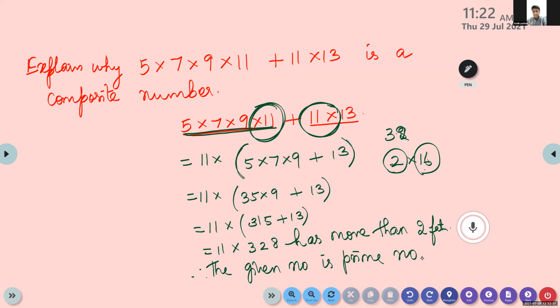Yes or no? Yes. When will you say it is a prime number? It has one and itself as the factors. Ma'am, given number is composite only, no? Yes, you have to prove it. It is composite. We know that, but here you have to prove it, means we express it. Given number is a composite number, not prime. It is not a prime number, so it is a composite number. It has more than 2 factors, therefore it is a composite number.